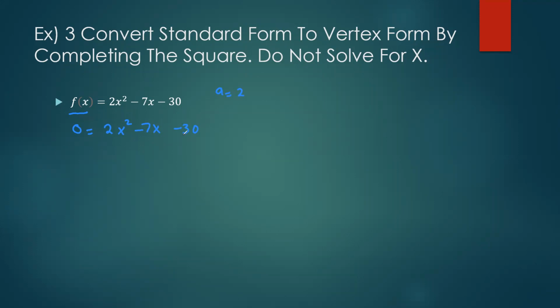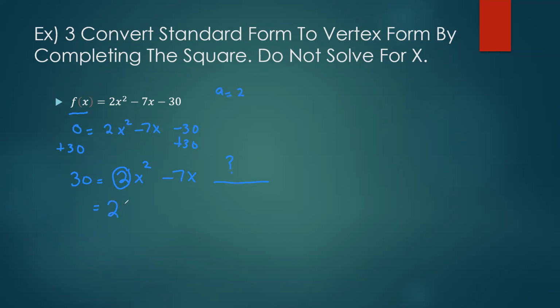The next step is move the constant to the left or on the other side, wherever you have your zeros at. So this is 30 equals 2x squared minus 7x and then space. So before you take half of b and square it, you do have to factor out this 2. So let's do that. Do not factor the x, even though you can, but just factor out the 2.